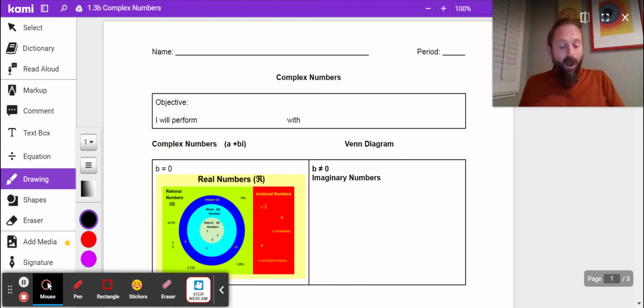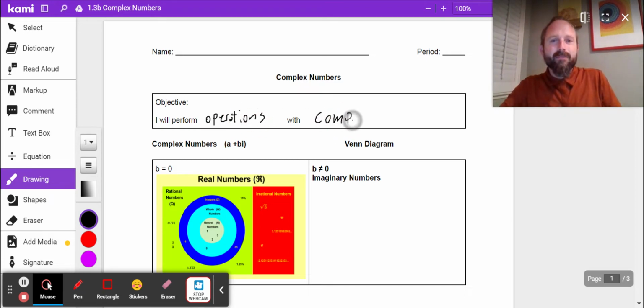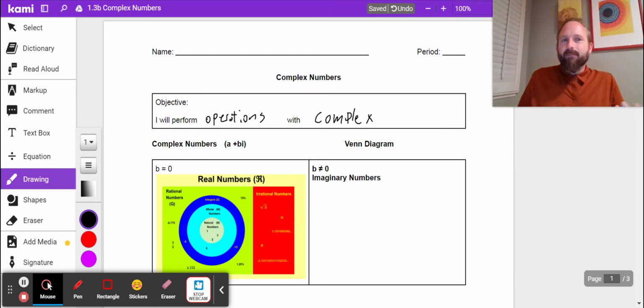So, our objective today is to perform operations with complex numbers. What does this mean? Well, like add, subtract, multiply, divide with complex numbers.